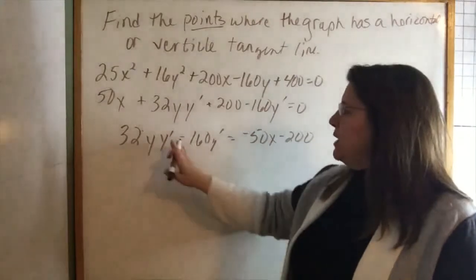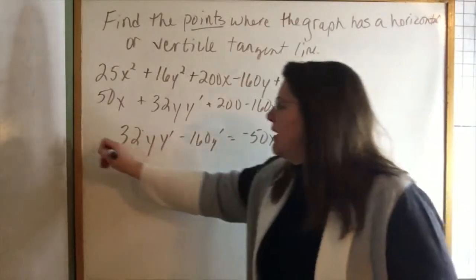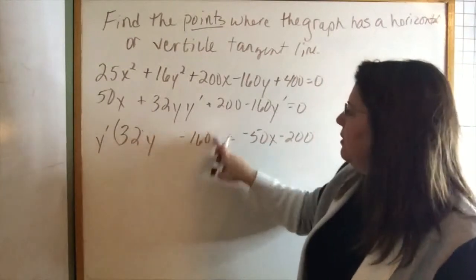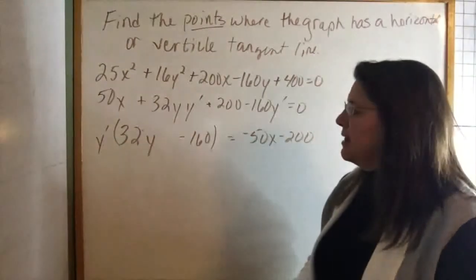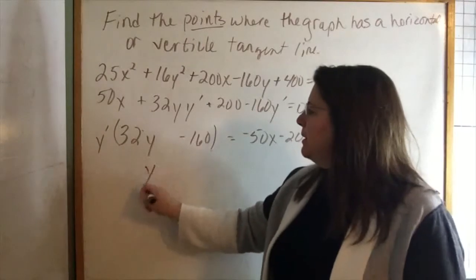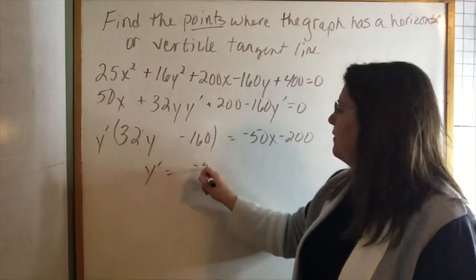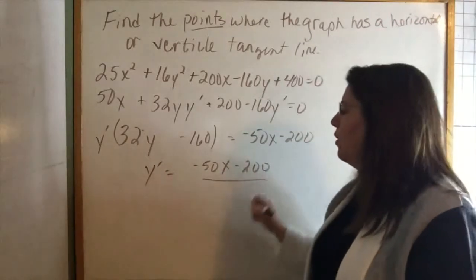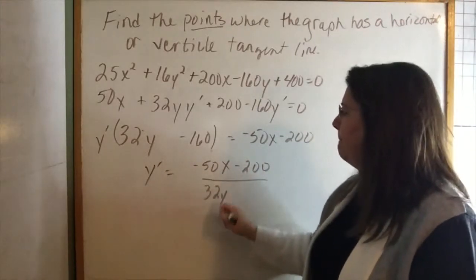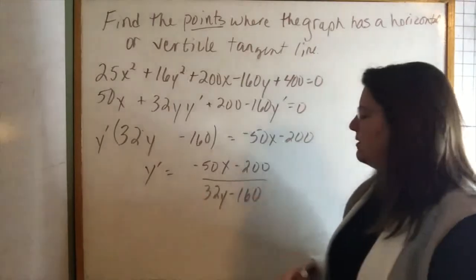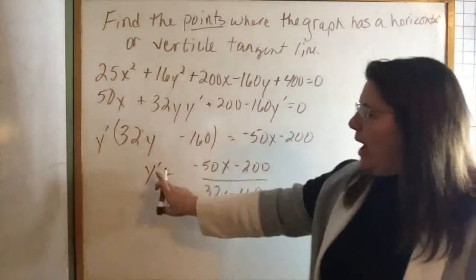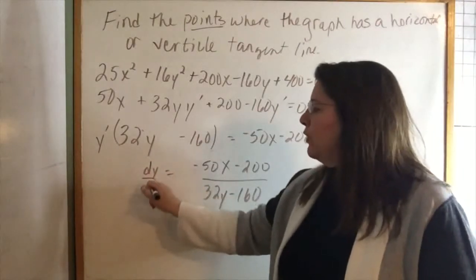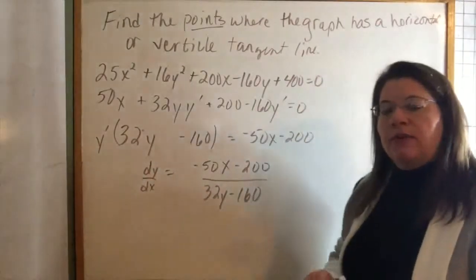And then I'm going to take out the y prime. So if I take out a y prime from each of those, that y prime is going to be gone because it's on the outside. So we have y prime equals negative 50x minus 200 all over 32y minus 160. So this is my y prime, or it's also known as the dy over dx. So that is the derivative.